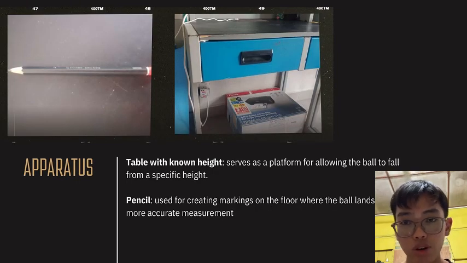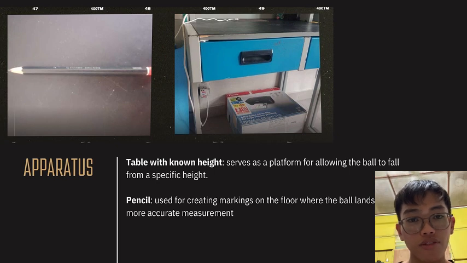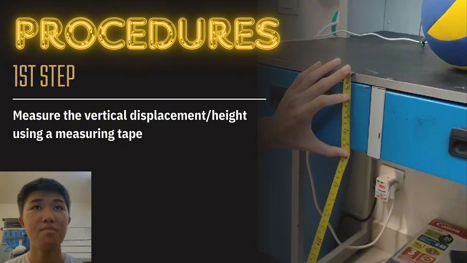After that, we also need a table with known height, which serves as a platform for allowing the ball to fall from a specific height that doesn't change. We also need a pencil, which is used for creating markings on the floor where the ball lands for a more accurate measurement. So I'm going to talk about the procedure of the experiment.